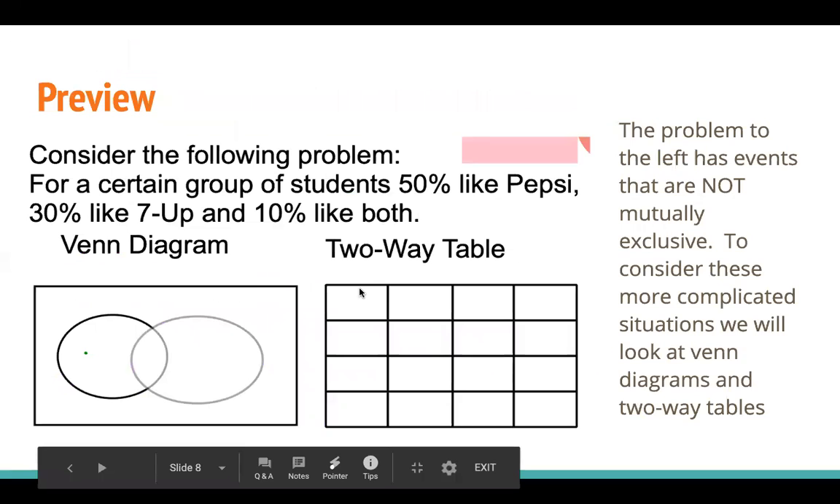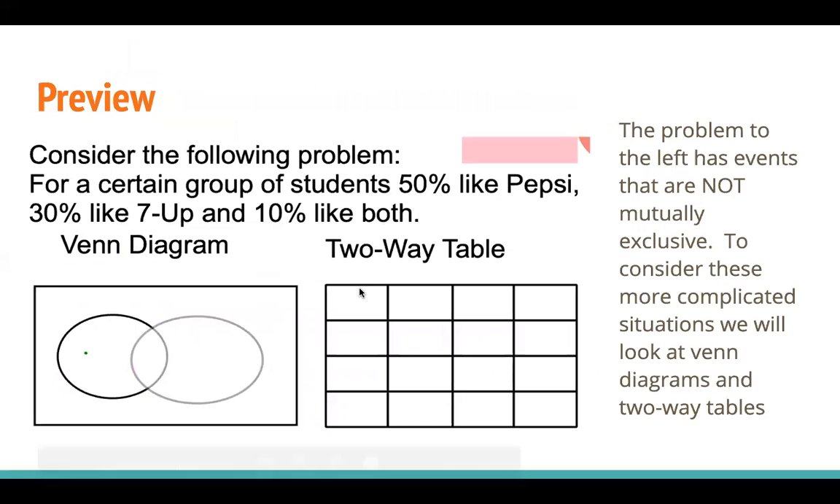All right, this is a preview. We looked at the simplest case, and that's all we're going to be covering today. But here is a more complicated one. If I have a certain group and 50% like Pepsi, 30% like 7-Up, and 10% like both, this problem has events that are not mutually exclusive. To consider these more complicated situations, we'll look at a Venn diagram and 2-way tables.